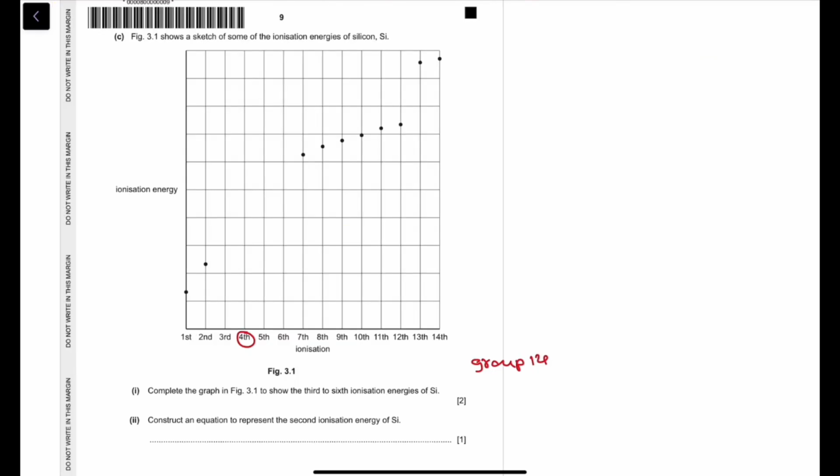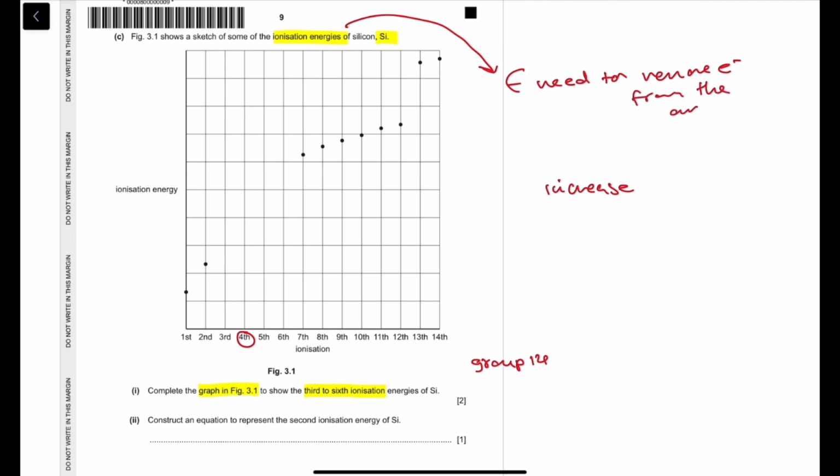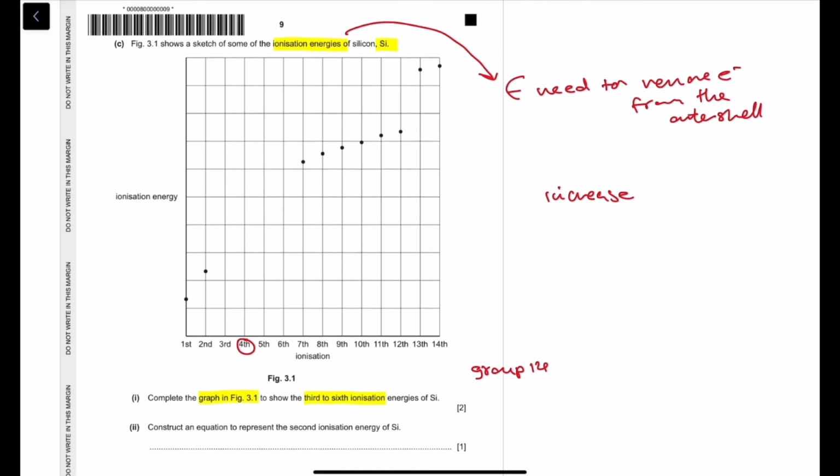Here it says, figure 3.1 shows a sketch of some of the ionization energies of silicon. Complete the graph in figure 3.1 to show the third to the sixth ionization energy. So the ionization energy is just going to increase. That is because the ionization energy is the energy needed to remove electrons from the outer shell. As you remove the first electron, the atom is going to become a positive ion, and there will be strong attractions between the nucleus and the outer electrons.